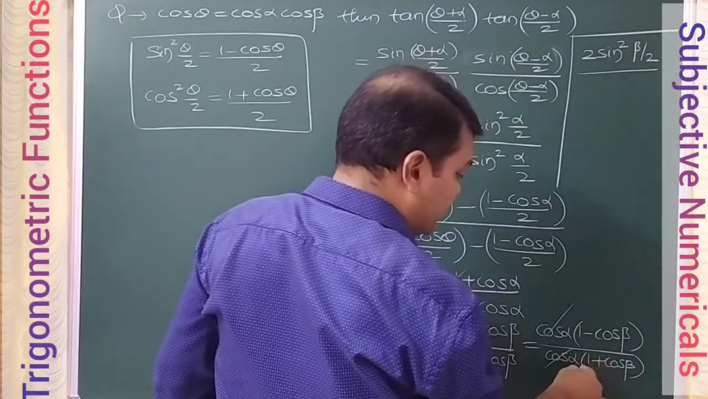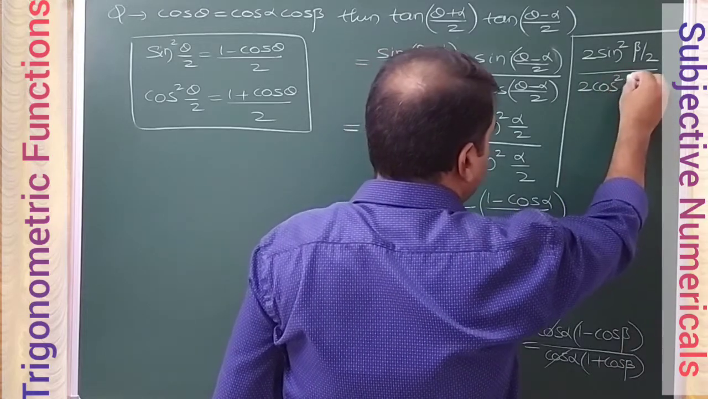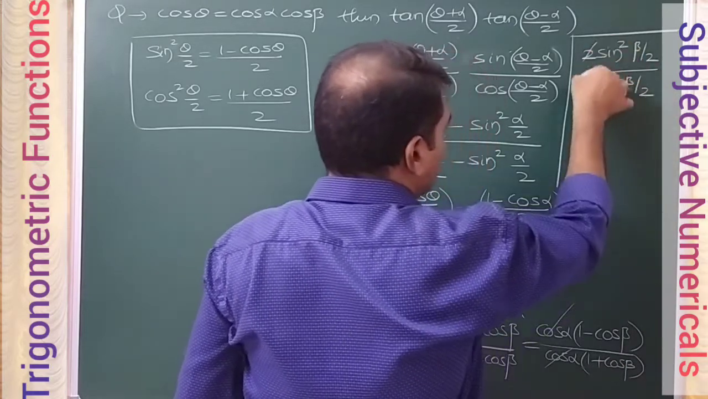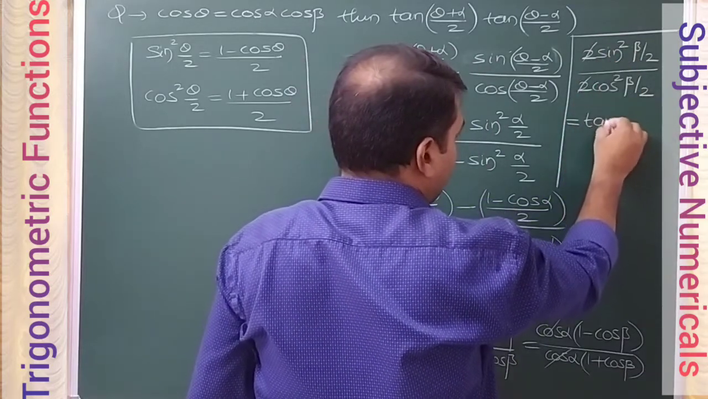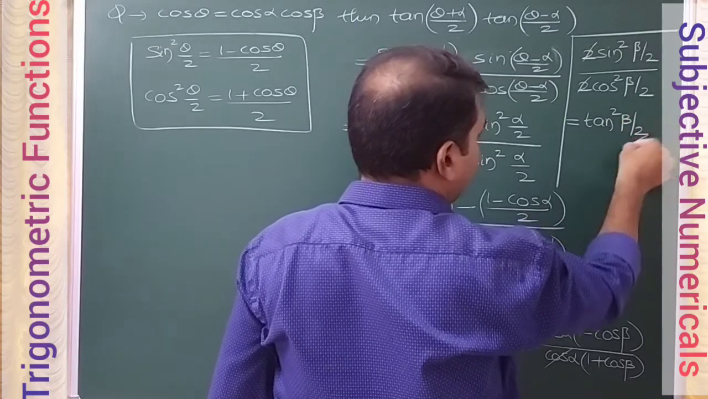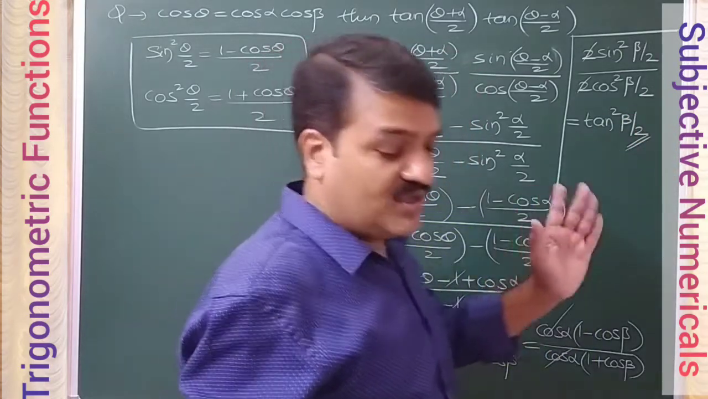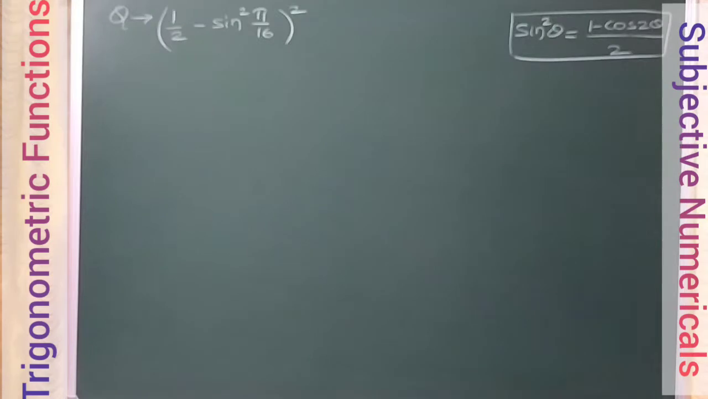What is 1 plus cos beta? 2 cos square beta by 2. So this 2 cancel. Sin square by cos square. So tan square beta by 2 is our final required solution. Okay. So this completes our second question. Now let us move on to third. So this is the next question on board.